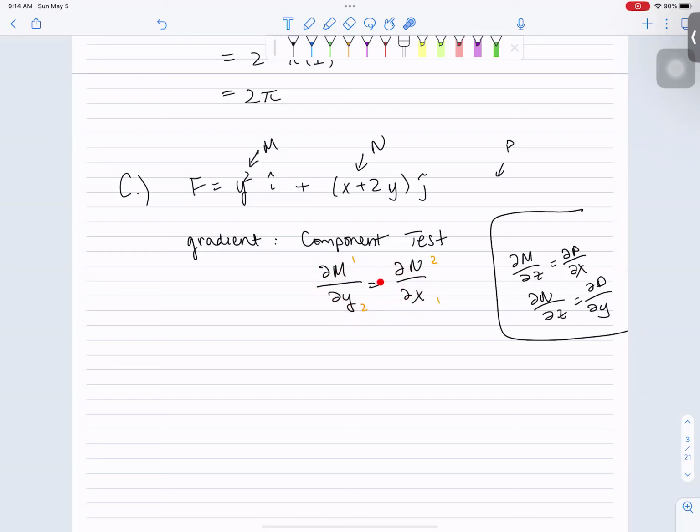And is this true? Well, the partial with respect to y of the first thing is 2y. The partial of the second thing with respect to x is 1. These are not equivalent, so we don't have a gradient field.